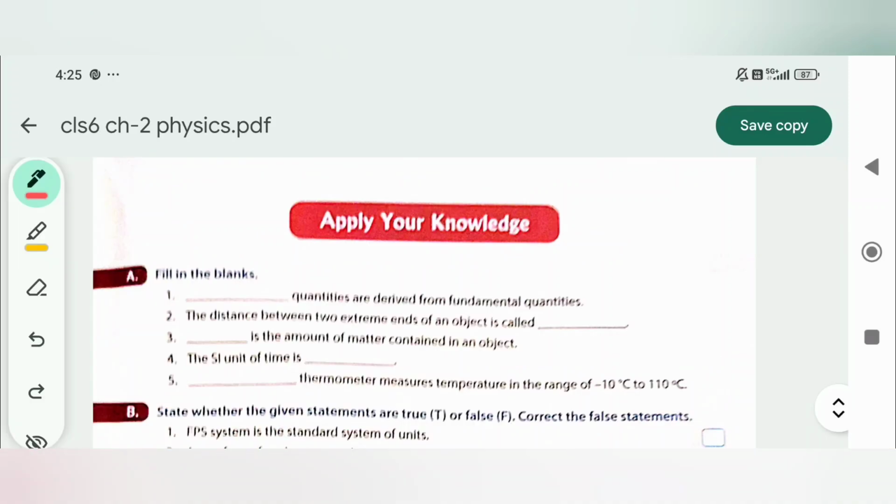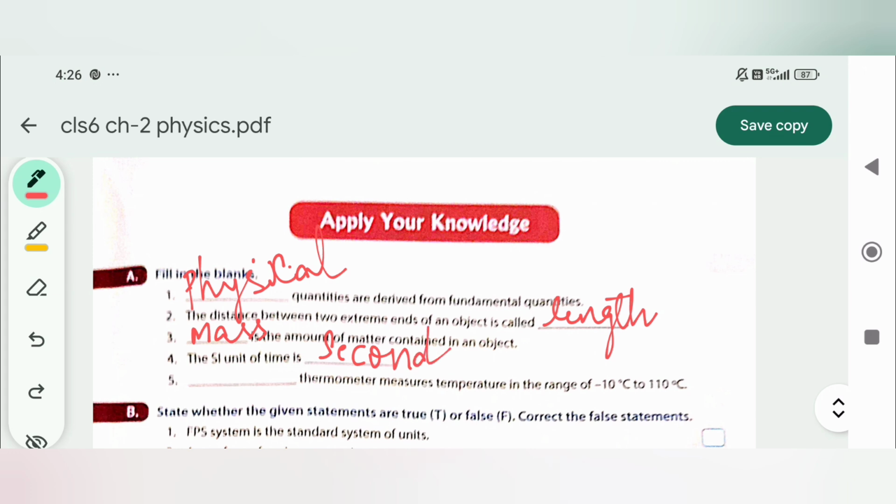Fill in the blanks. Dash quantities are derived from fundamental quantities. Physical. Second bit, the distance between two extreme ends of an object is called length. Bit 3, dash is the amount of matter contained in an object. Mass. The SI unit of time is second. Dash thermometer measures temperature in the range of minus 10 degrees Celsius to 110 degrees Celsius.